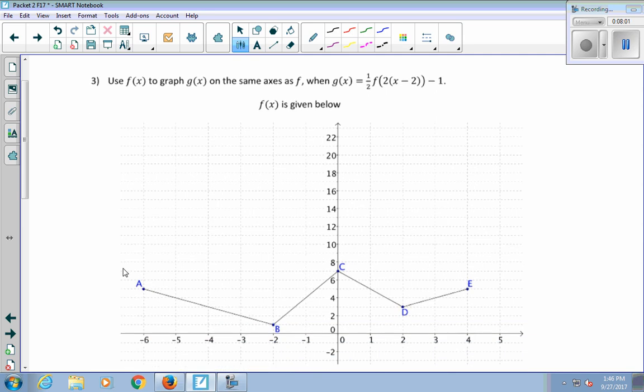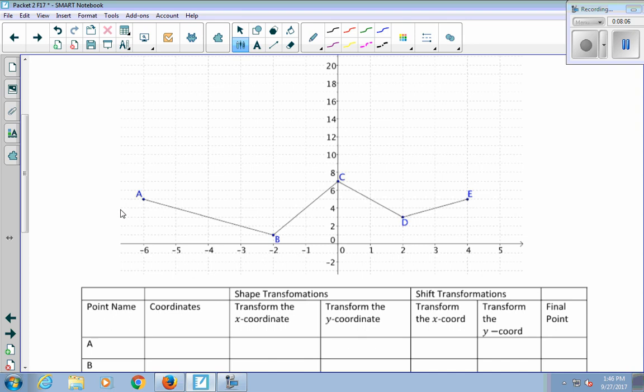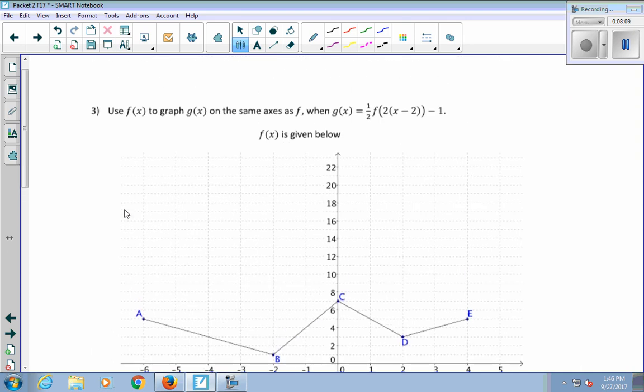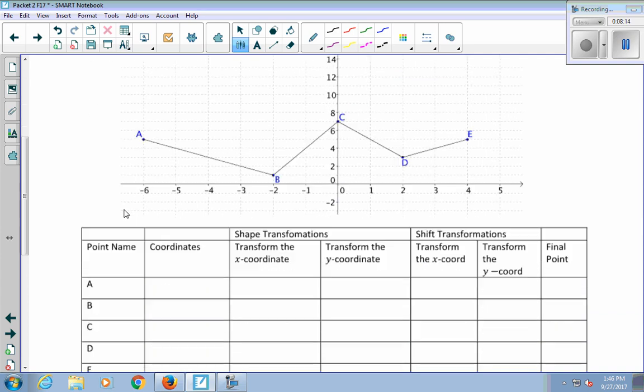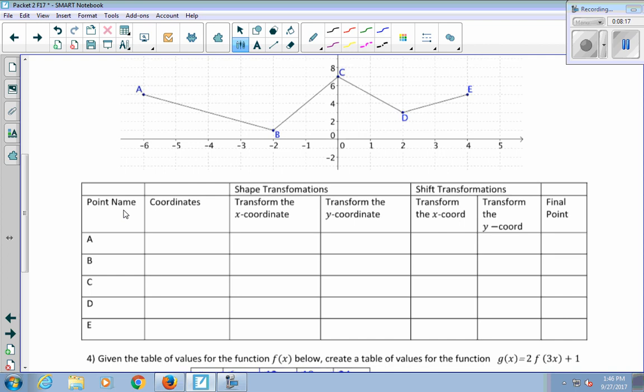Okay, so here I have a picture of f, and I want to sketch a picture of g. So I'm going to plot some important coordinates, and then I'm going to change the x and y coordinates according to the transformations in this formula. Okay, so first I'm just going to jot down some important points here. So A is -6, 5. B is -2, 1. C is 0, 7. D is 2, 3. And E is 4, 5.